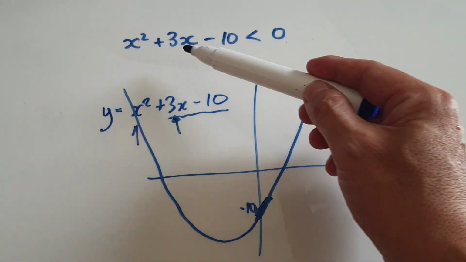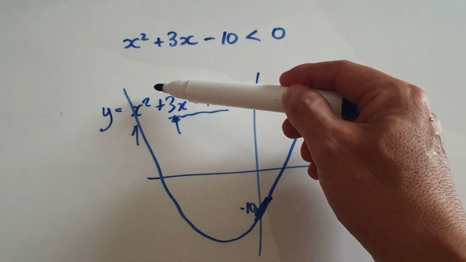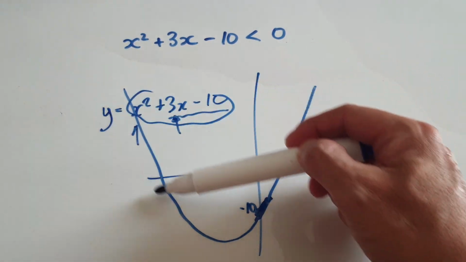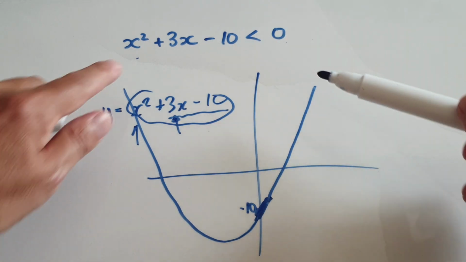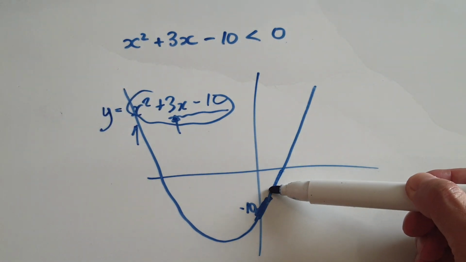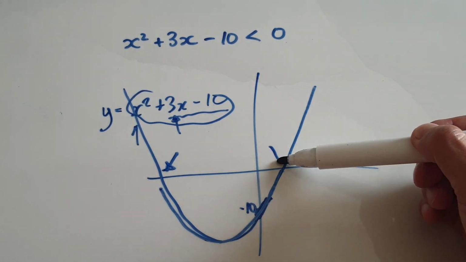So what it's saying is, remember this whole thing here represents a graph. It's saying when will the graph be less than 0? You see, the graph would be less than 0 from here to here.